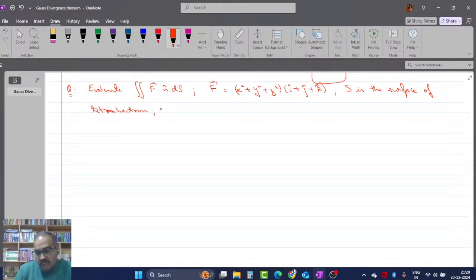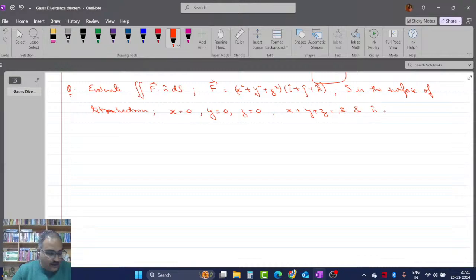Now tetrahedron, it may be given to you the equation of tetrahedron. Otherwise, it is a very standard equation. That means x is equal to 0, y is equal to 0, and z equal to 0. These are the basic three axes, and this is x plus y plus z is equal to, it can be any numerical value. Okay, so I'm taking it for a numerical value 2. It can be 4, it can be 1, it can be any value.